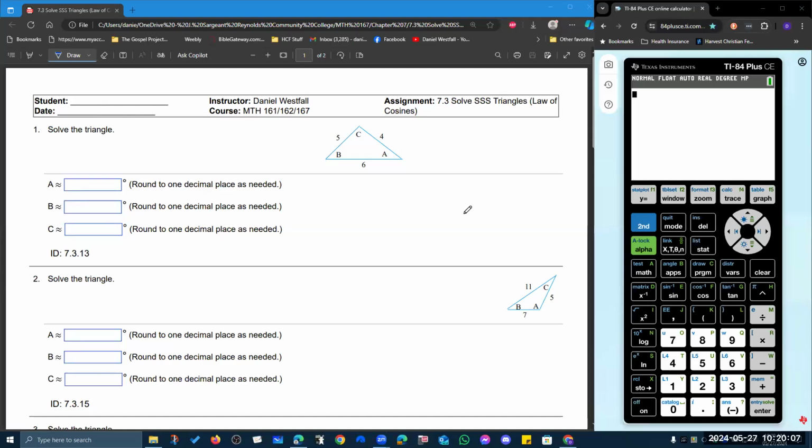In this video, we're going to talk about side-side-side triangles with the law of cosines from 7.3. It does not matter which version of the law of cosines you want to use because we're going to be solving for whichever angle you want to solve for. I recommend that you solve for the angle across from the biggest side, in case it's an obtuse angle, that the law of cosines will give you that.